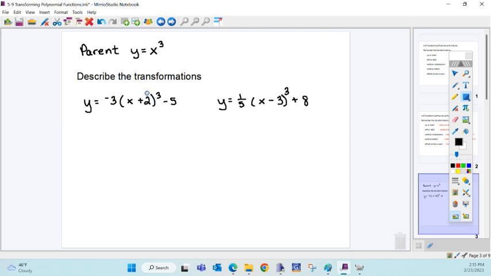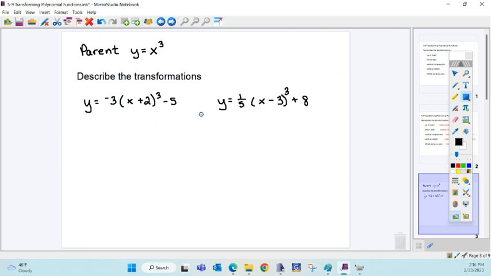But then when you've got these parentheses in here, that means you're modifying the x part. So you're modifying the left and right. This part is going to modify the up and down. This part is going to tell you whether it's stretched or compressed. And then this part is going to tell you whether it is reflected around the x-axis or whether it's just normal.